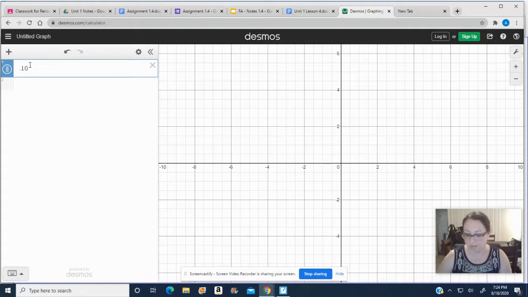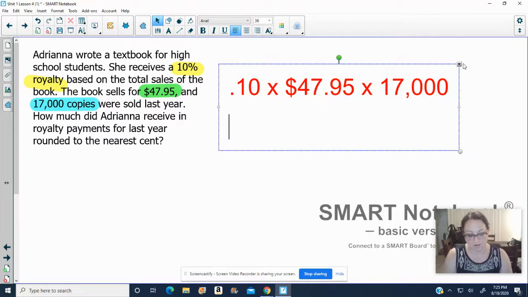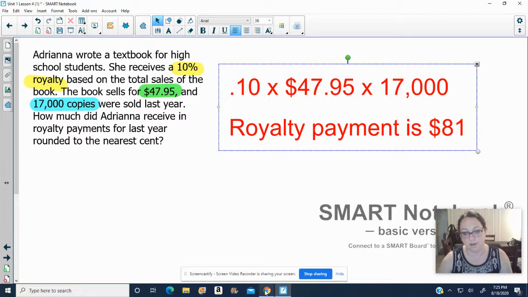So I'm going to type that in on my calculator, 0.10 times $47.95 times 17,000. And it looks like what Adriana is going to earn in royalty payments for the year is $81,515. So I'm going to go ahead and put that in here. Her royalty payment is $81,515.